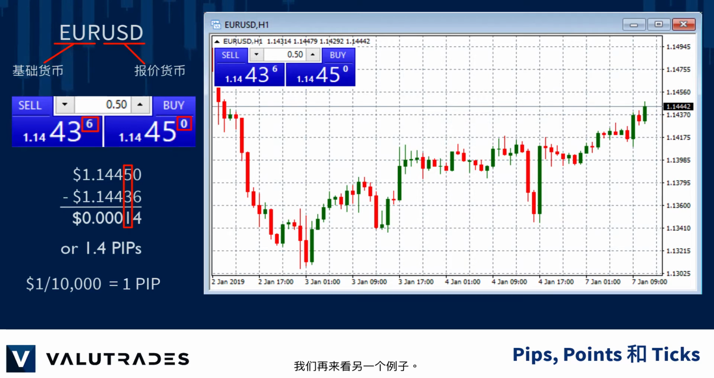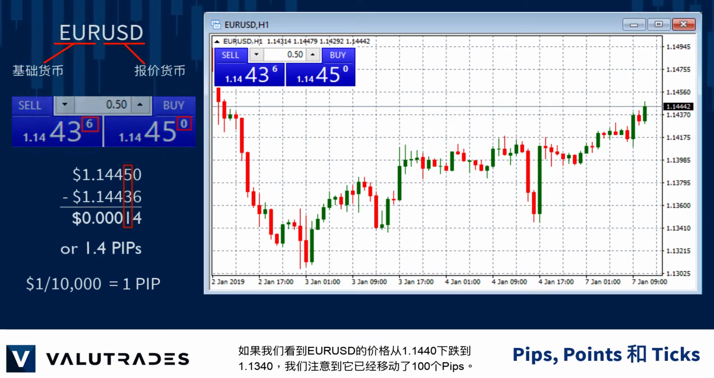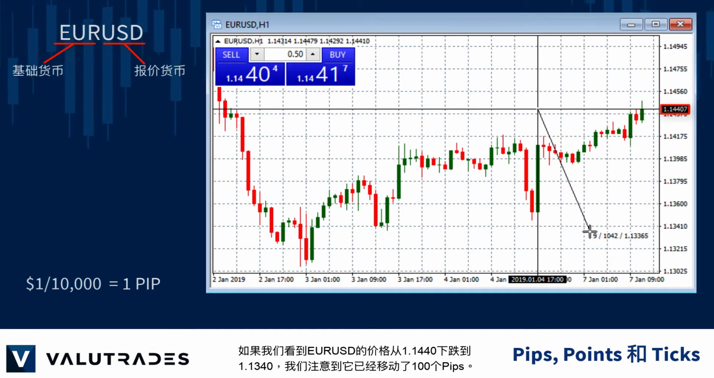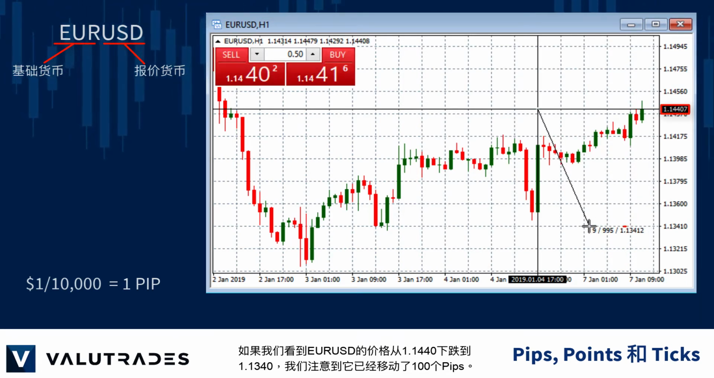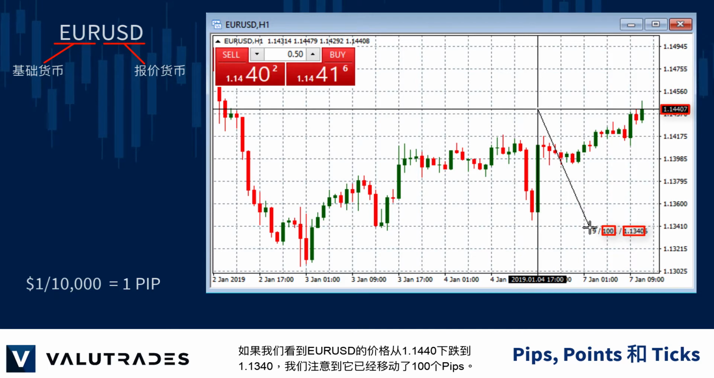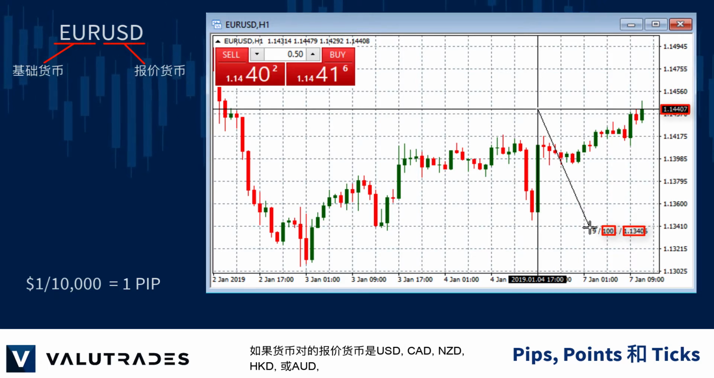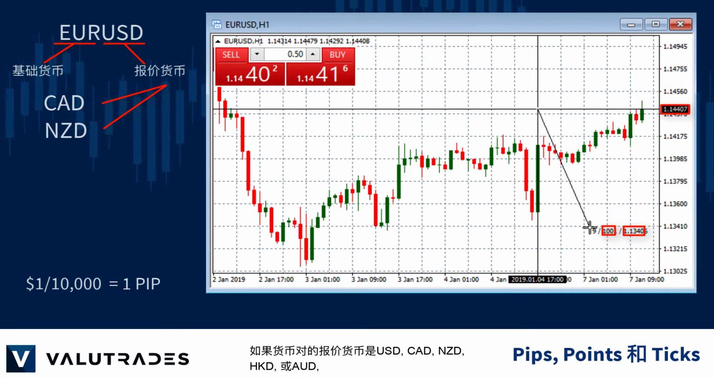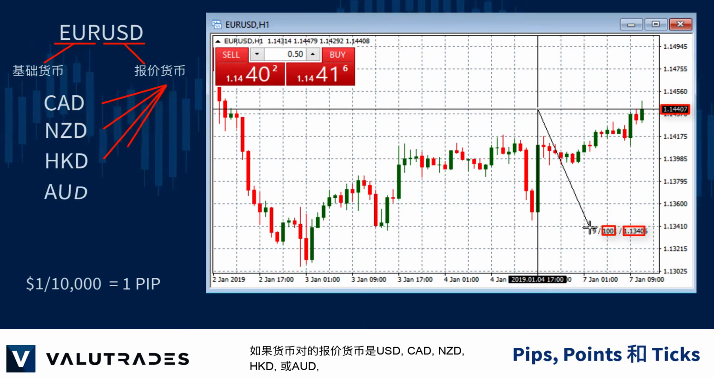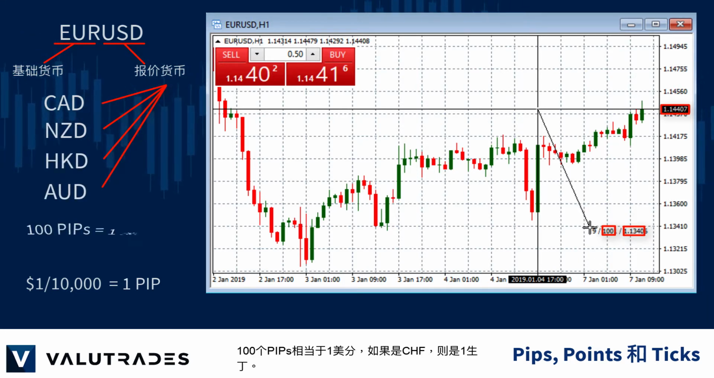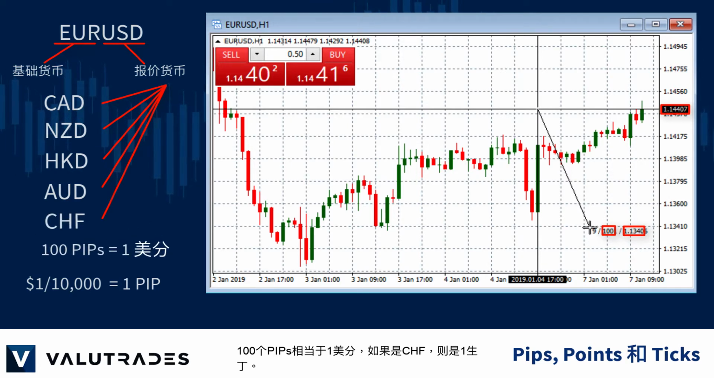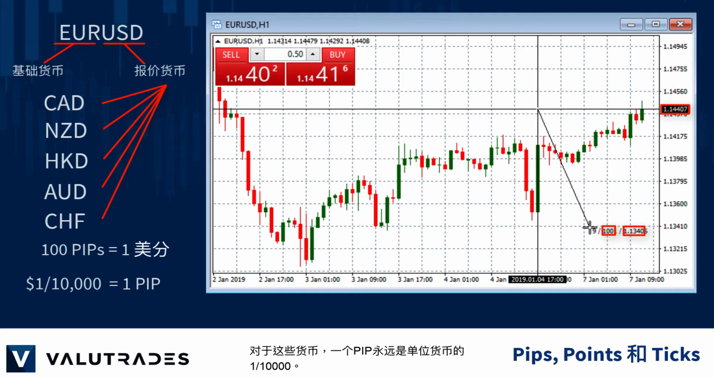Let's look at another example. If we see the price of euro-dollar drop from 1.1440 down to 1.1340, we note that it has traveled 100 pips. In the case of currency pairs where the quote currency is US dollar, CAD, New Zealand dollar, Hong Kong dollar, or Australian dollar, 100 pips is the equivalent of 1 cent, and in the case of the Swiss franc, it is 1 centime. A pip with these currencies will always be 1/10,000th of the unit currency.